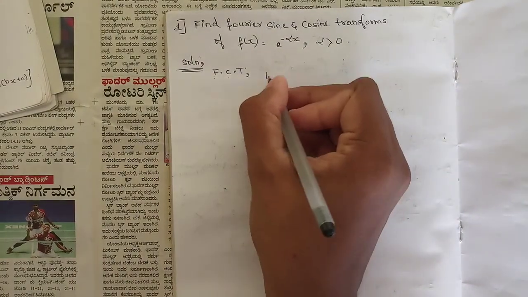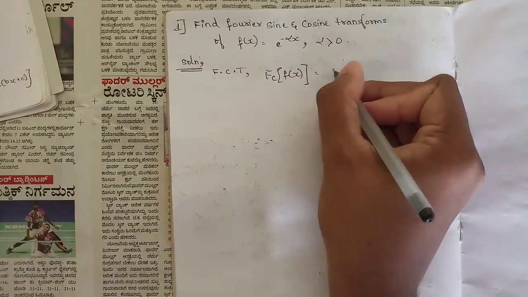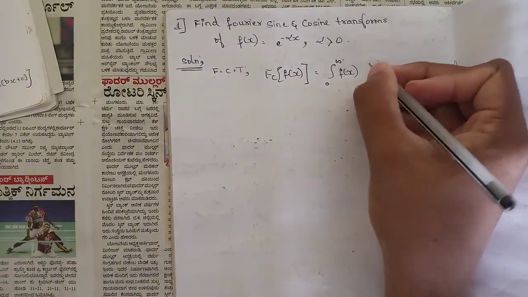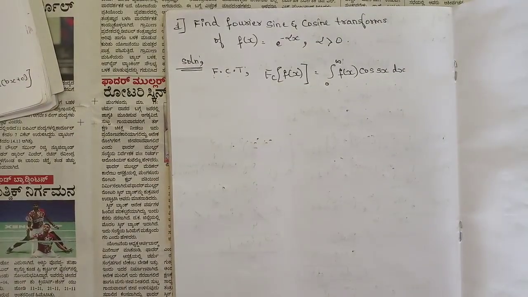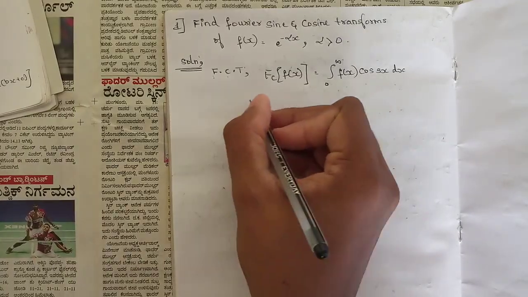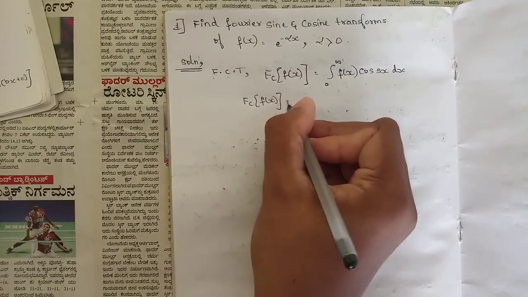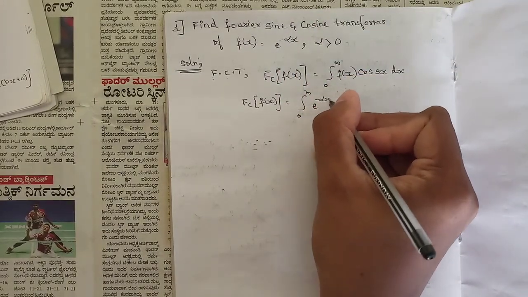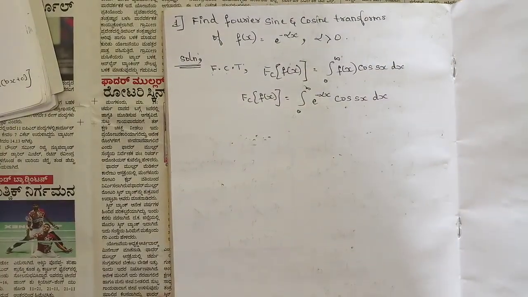The Fourier cosine transform formula, as we have discussed, is fc of f of x is equal to the integral from 0 to infinity of f of x, since it's a cosine transform, the function is cos sx, into the parameter dx. Now we are going to substitute the value of f of x: fc of f of x is equal to the integral from 0 to infinity of e to the power minus alpha x cos sx dx.